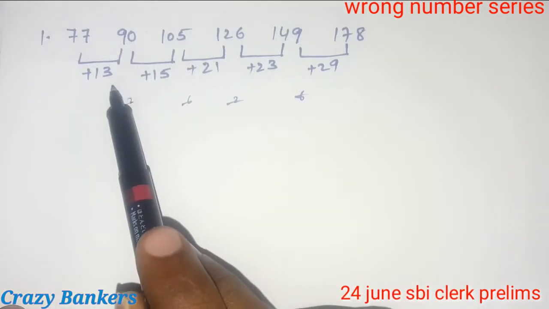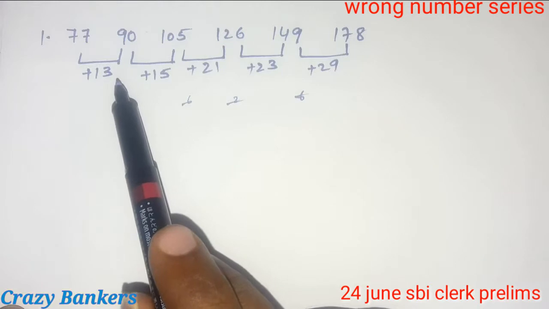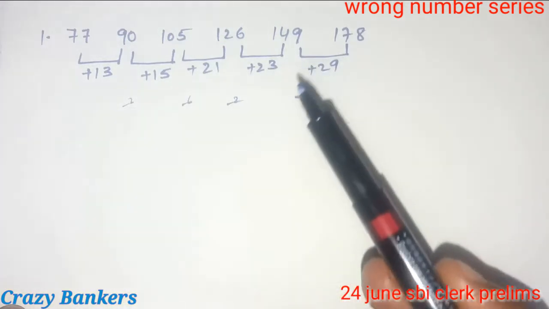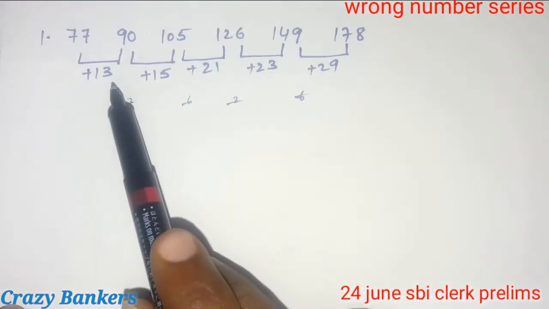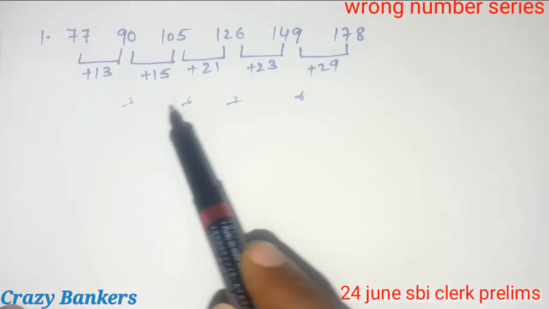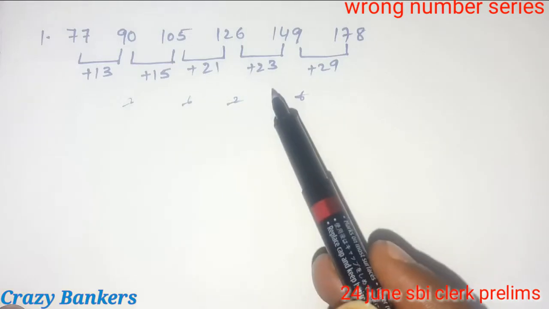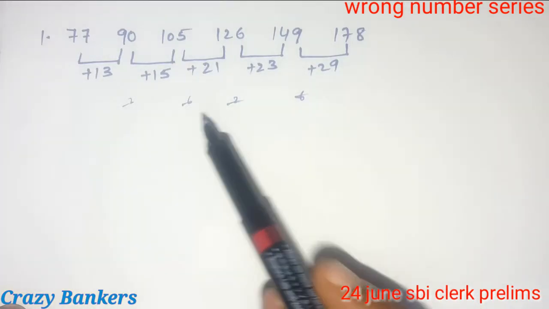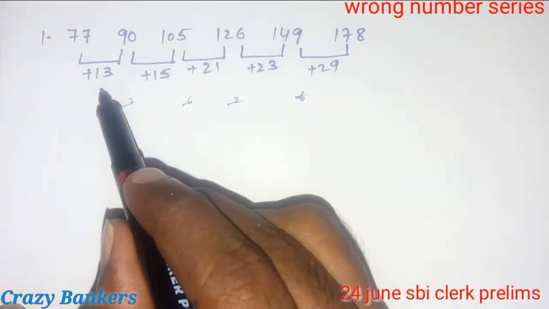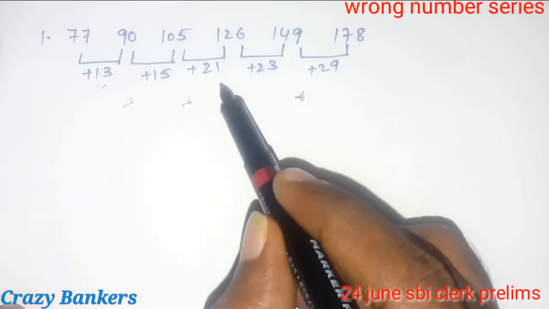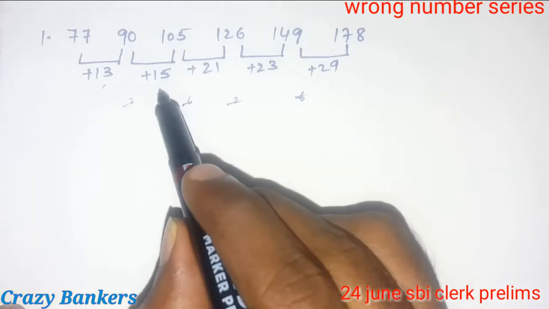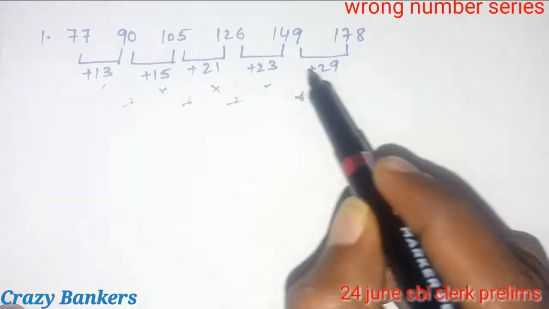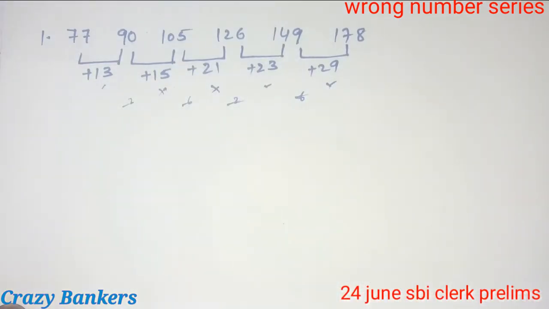First, is it an even number series? 13, 15, 21 is not an even number series. Next, odd number series. These are odd numbers, but the gaps are 2, 6, 2, 6, so this is not an odd number series. Next, prime numbers. Let's see. 13 is a prime. 15 is not a prime. 21 is not a prime. 23 is a prime and 29 is a prime.